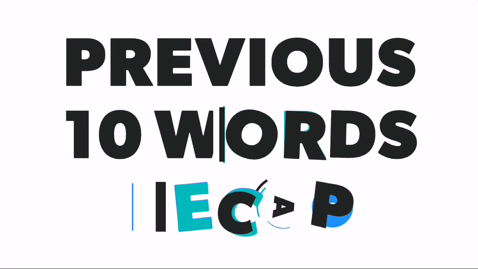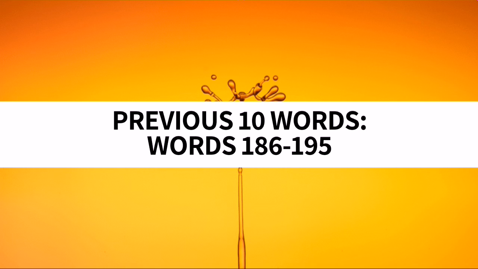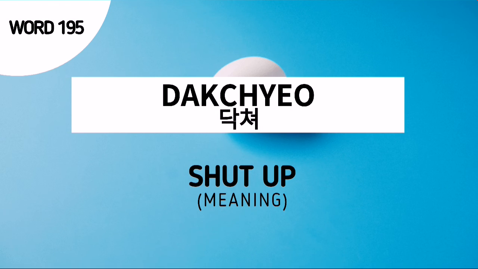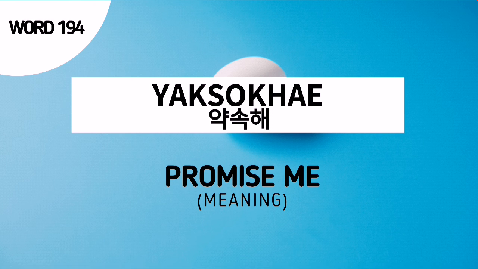Now let's proceed to the previous 10 words recap. As of now, the previous 10 words are words number 186 to 195. But don't forget our word for today, word number 196, 생일, and this is the Korean noun for birthday. The first word for our review is word number 195, 닥쳐, and this is used to say shut up. Word number 194 is 약속해, and this is used to say promise me or I promise.